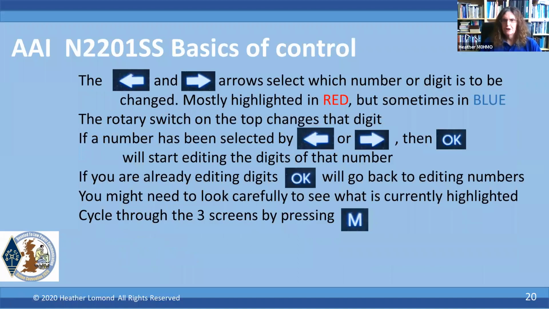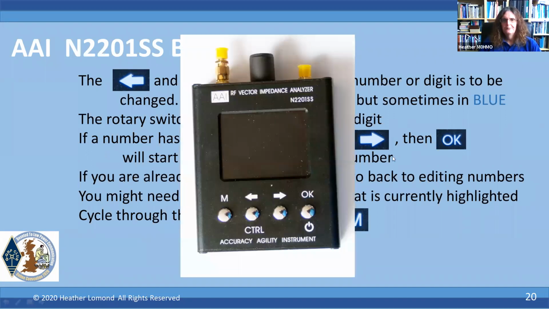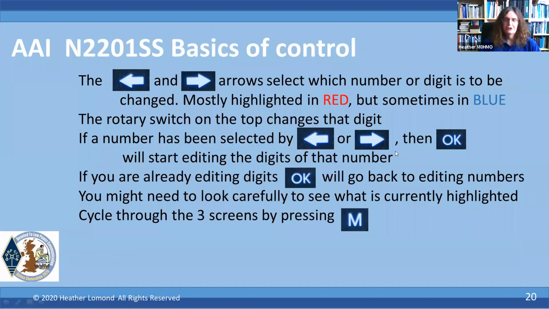So just a very quick bit about how to use it, seeing this is a talk about how to use antenna analyzers. You've got the left and right arrows. That's this one here and this one here. They select whatever it is you're going to edit, which will be in red or sometimes in blue just to be difficult. You move around with that. When you're on a number, you can start editing digits by pressing the OK button. When you've finished editing digits, you press OK again, and it goes back to editing numbers. You can change the mode with the M button. So very simple.